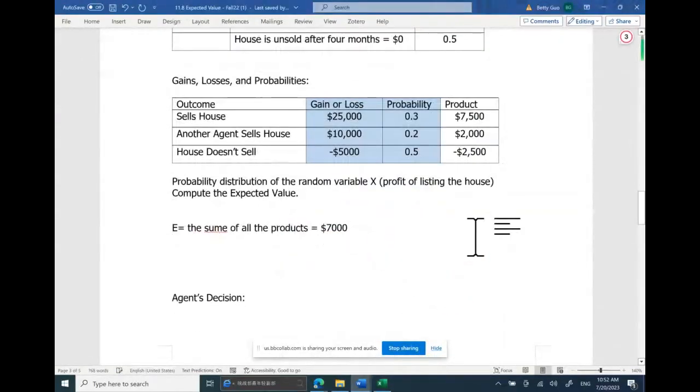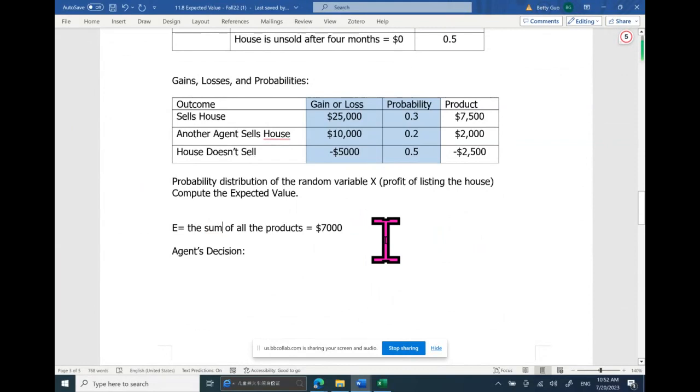So what do you think? Should the realtor list the house, accept the deal or not? The question says if the expected earning, meaning profit, is bigger than or equal to 6,000, then he should accept, right? Yeah. So yes, we got 7,000. The expected value is 7,000. So the agent should accept the deal, or the agent should list the house.